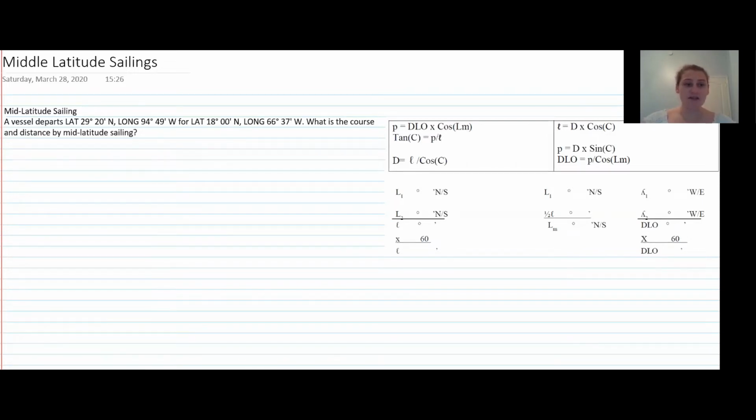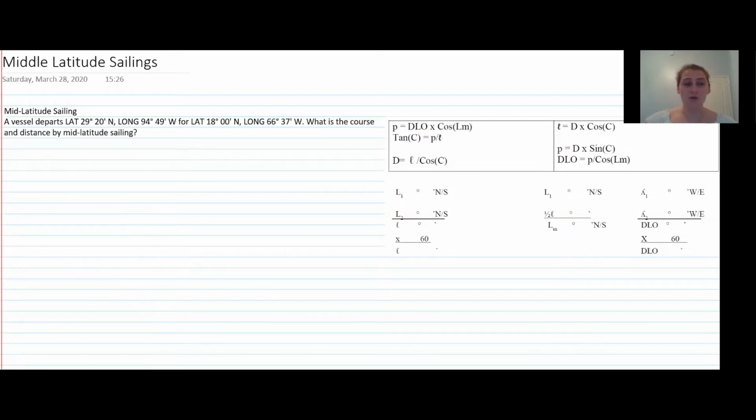Today's question is: a vessel departs latitude 29 degrees, 20 minutes north, longitude 94 degrees, 49 minutes west, for a latitude of 18 degrees, 00 minutes north, longitude 66 degrees, 37 minutes west. What is the course and distance by mid-latitude sailing?